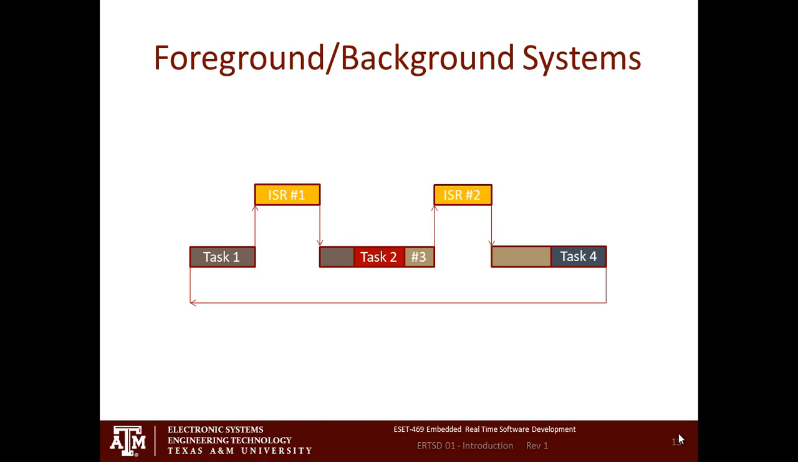Foreground background. So to get your terminology right, the background is the thing that you're doing in your while 1 loop. Okay? That's, in effect, your lowest priority in a foreground background system. When an interrupt occurs, that is foreground, okay? It's foreground because it's the most important stuff. It's the stuff that happens when it's supposed to happen, as opposed to the stuff that happens when you get around to it. Does that make sense?